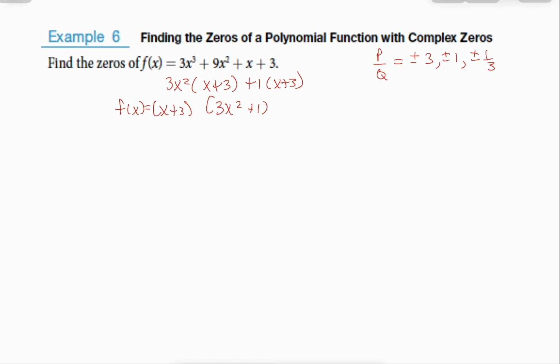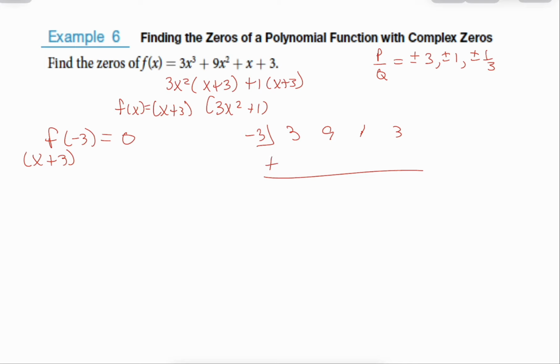So if you put in 1, you get 16. If you put in -1, you get 8. So not zeros. But if you plug in -3, you do indeed get a 0. Okay? So you can then pull out the associated factor x plus 3. And because it is so nice like that, we can just use synthetic division.